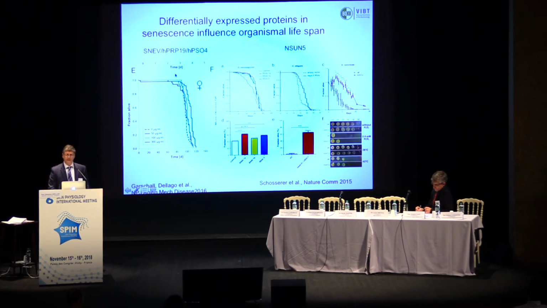Here's one: it's a DNA damage repair, splicing and ubiquitination factor called SNEF by our lab, HBRP19 or PSO4 by other labs. If we overexpress that dose dependently in flies, then we indeed increase the lifespan of these flies.